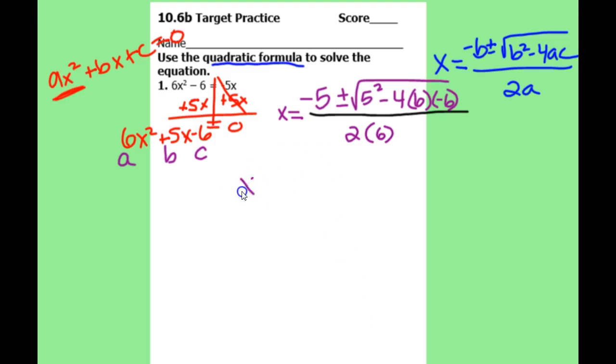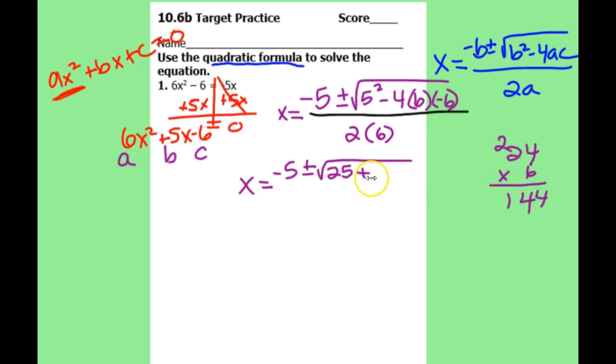So if we simplify this, we have negative 5 plus or minus the square root of 5 squared. Well, 5 times 5 is 25. Then we have negative times a positive times a negative. I know two negatives are going to make a positive. So I have 6 times 4 is 24. And 24 times 6, you can plug it in your calculator. I'm going to multiply it out here. 6 times 4 is 24. 6 times 2 is 12. 14. You get 144. All over 6 times 2, which is 12.